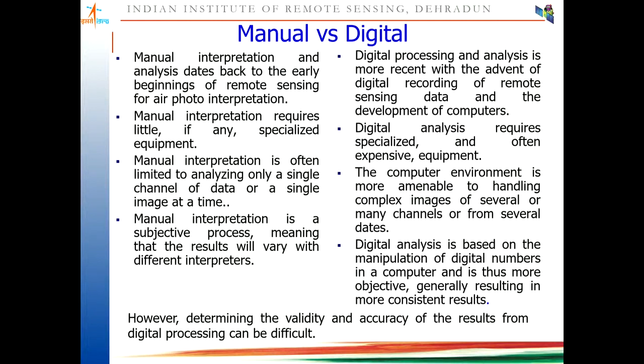However, the validity and the accuracy of the results from digital image processing may be difficult. As I said, the digital classifier would find it difficult to distinguish between similarly reflecting objects like shadows and water or built up areas and sand, which the human interpreter is less likely to confuse between.